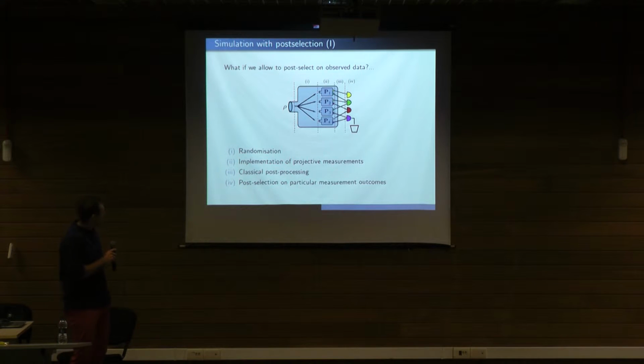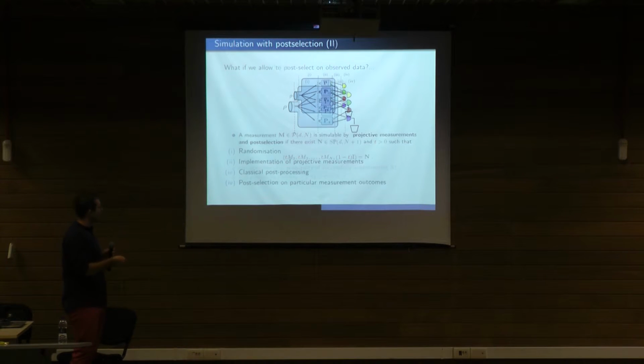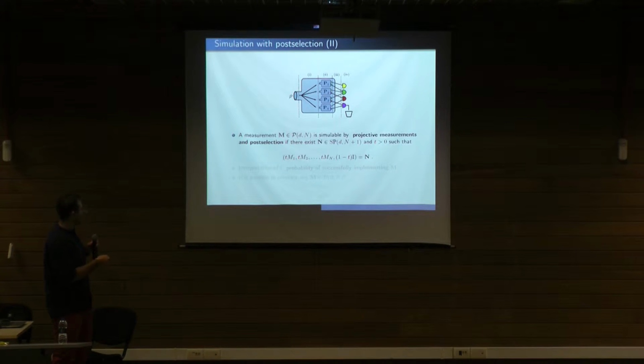Anyway, so now we add post-selection to the game. So we have randomization, projective measurements, post-processing, and post-selection upon not observing particular outcomes. And then mathematically we define what it means to simulate a given measurement with post-selection with success probability t.